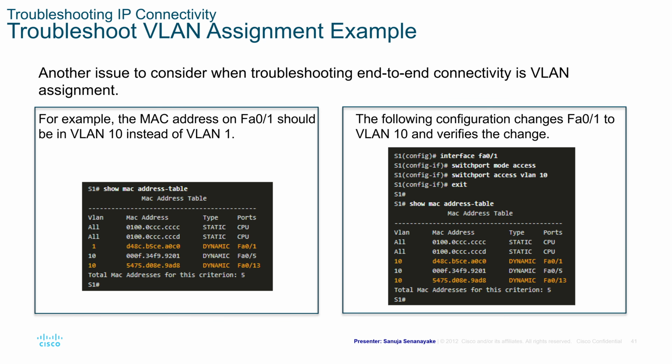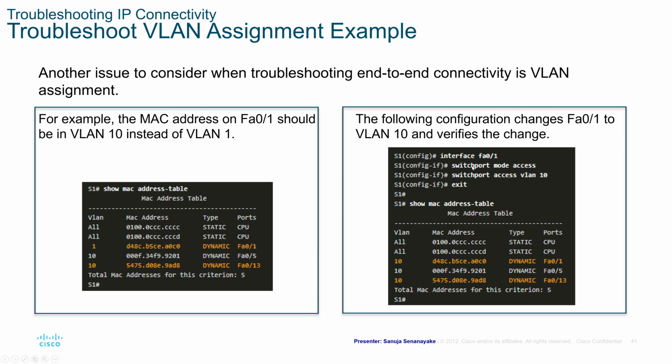For example, the MAC address on Fa0/1 should be in VLAN 10 instead of VLAN 1. If you look at this example, we expect Fa0/1 to be in VLAN 10, but it is in VLAN 1, which is the default native VLAN. That's not good, right? So the following configuration change moves Fa0/1 to VLAN 10, and we verify that the change has occurred.